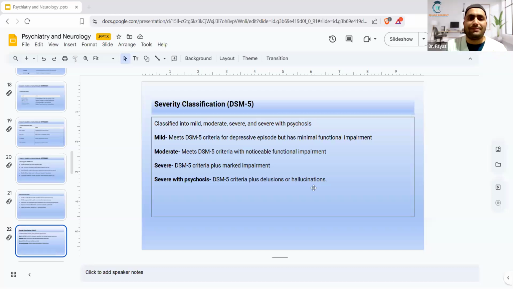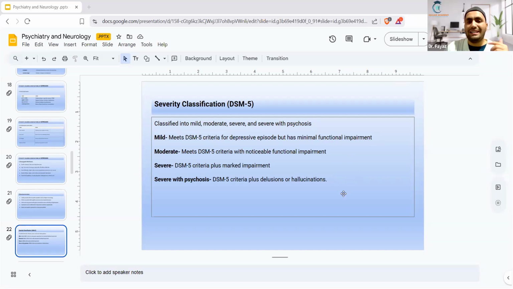Now, how we classify depression. If someone has major depressive disorder, we can classify it as mild, moderate, severe, or severe with psychosis. Mild depression, once again, they meet the criteria, which is 5 symptoms present for 2 weeks of depressive episode, but their functioning is minimally impaired. Sometimes someone with mild depression would go to school, go to work, perform well at school or at work, but they would still be depressed.